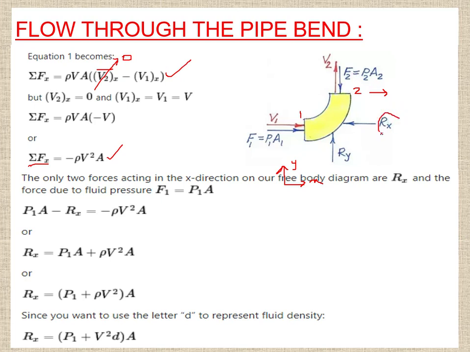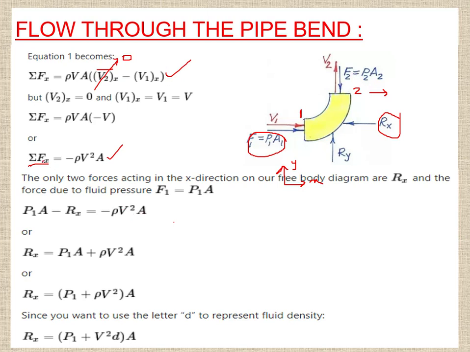We can see there is an Rx and there is a pressure force at point 1. At point 2 we do not have any force in the x direction. So we have two forces, F1 and Rx. So sigma Fx. Now see the direction of these forces. F1 is positive and Rx is negative. So P1 A minus Rx is equal to minus rho V square A.